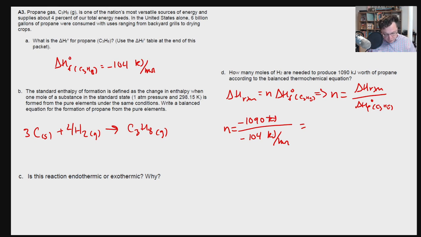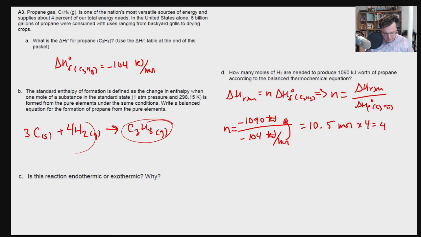The kilojoules cancel, the mole goes up top. So we have 1090 divided by 104, which gives us 10.5 moles. To produce that much energy, you have to produce 10.5 moles of propane. The ratio of H2 to propane formed is that you need 4 moles of H2. To figure out how many moles of H2 we have, we simply multiply this by 4. So 10.5 times 4 gives us 420 moles.